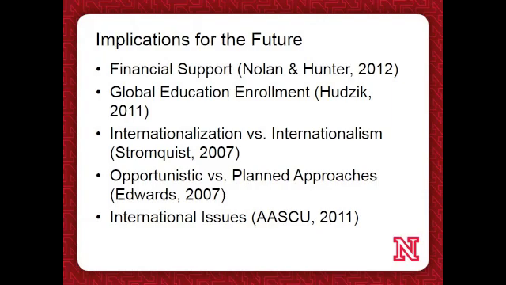This dovetails into opportunistic versus planned approaches. We've already seen this occurring, but this is still an implication to bear in mind for the future, that planned approaches tend to lead towards much smoother internationalization efforts. That doesn't mean that opportunistic approaches always fail. It doesn't mean that a planned approach will always succeed, but it does give credence to slowing down and making sure that the community is ready to internationalize successfully.